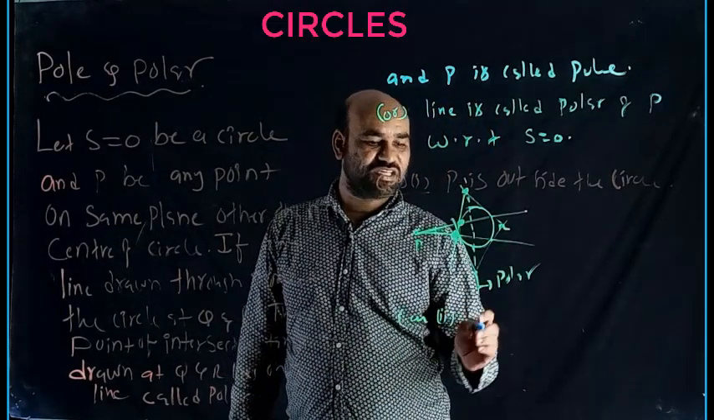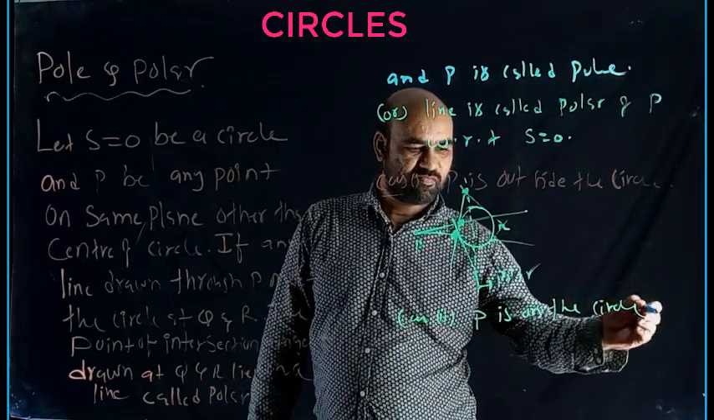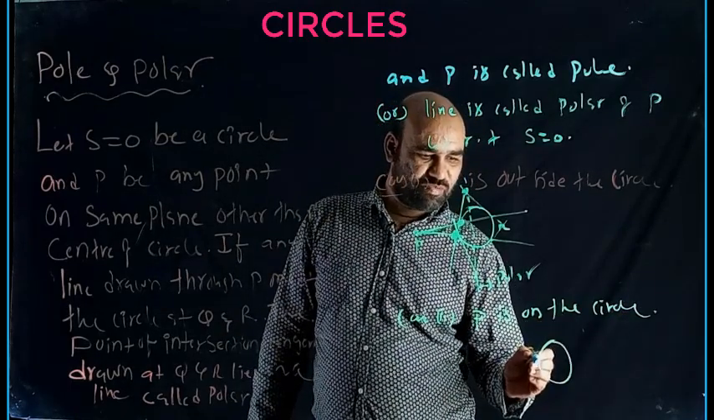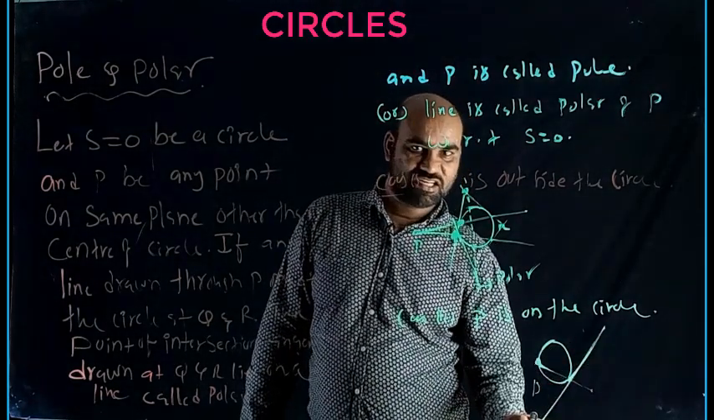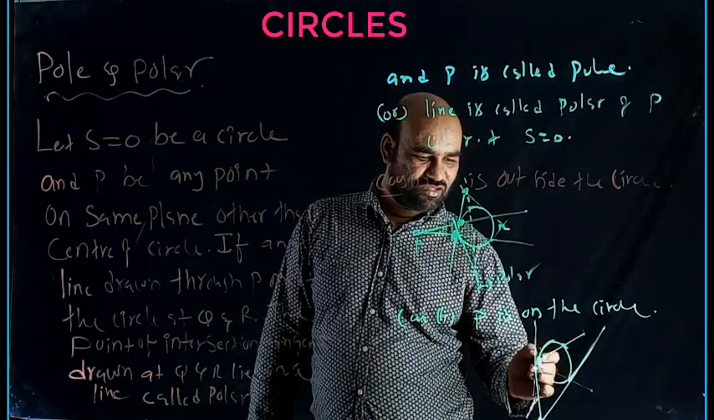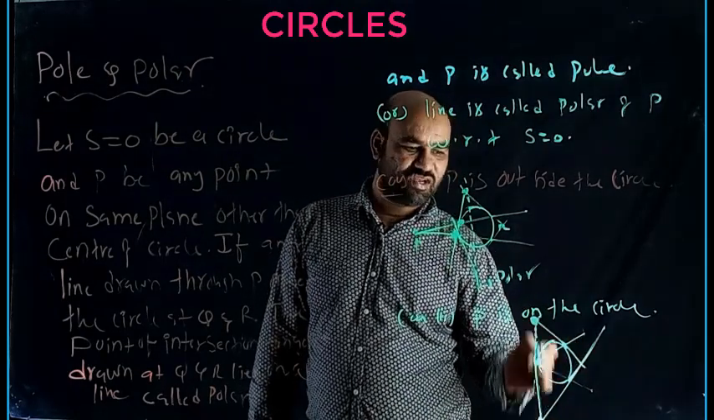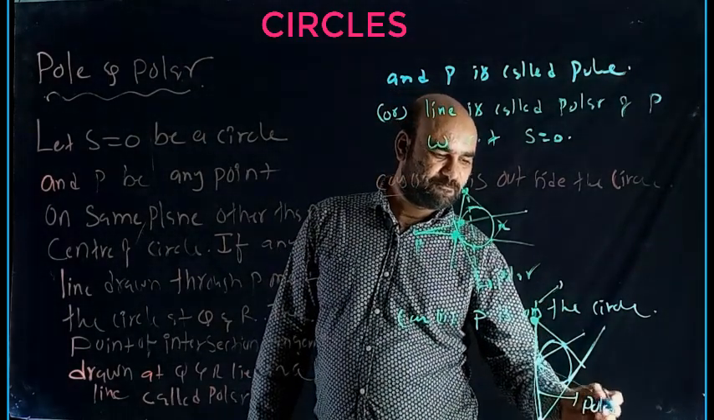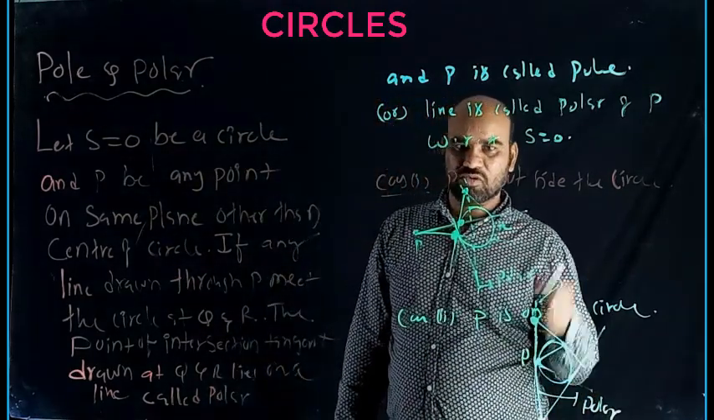Case 2. P is on the circle. Here one line, at the extremity a tangent is drawn. Here a tangent is drawn, meeting at a point. Another line, at P the tangent means this one only. Through this another tangent is drawn. They are meeting, so all will fall on this line. So this line is now the polar. This P only is taken as the pole. In this situation, the pole is on the polar.